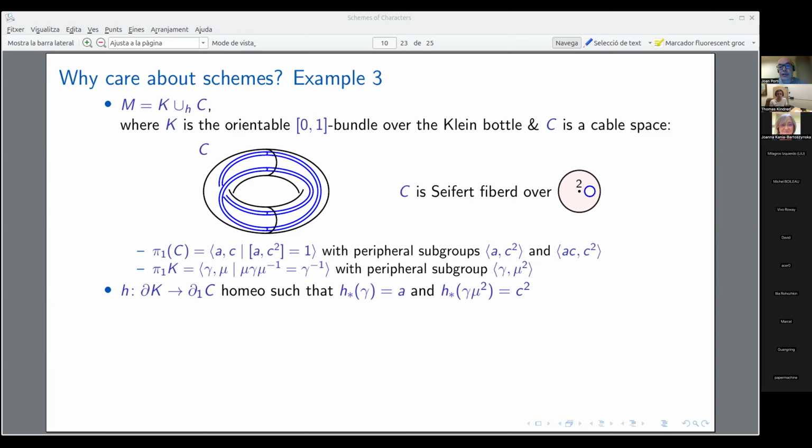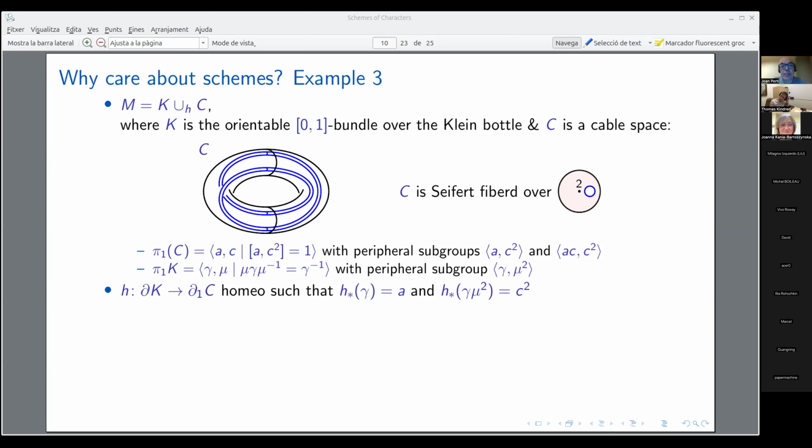So what are the peripheral subgroups? One is A and the fiber, and the other one is A times C. So if this is A, for instance, A times C is the other one. C is a loop around this singular fiber, and also times the fiber. And the fundamental group of the manifold is that of the Klein bottle, and the peripheral subgroup is the index 2 subgroup, the fundamental group of the torus. Which homomorphism do we consider? Well, just this one.